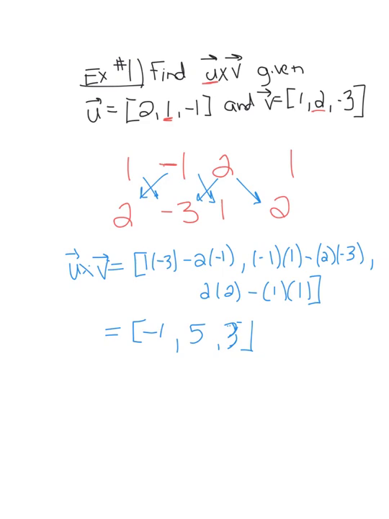So just to refresh your memory, we just found u cross v. So basically that means what we just found is a vector that is perpendicular to both u and v. And if we wanted to find the length of that vector, we could take the magnitude of this, and that would also give us the area of the parallelogram made by vectors u and v.